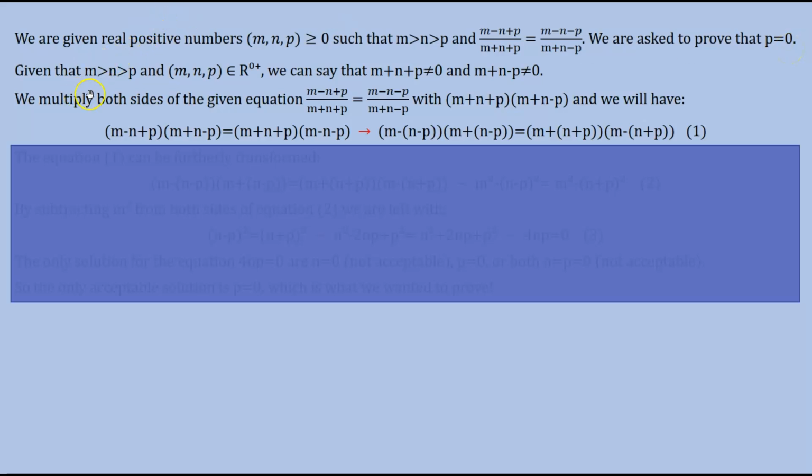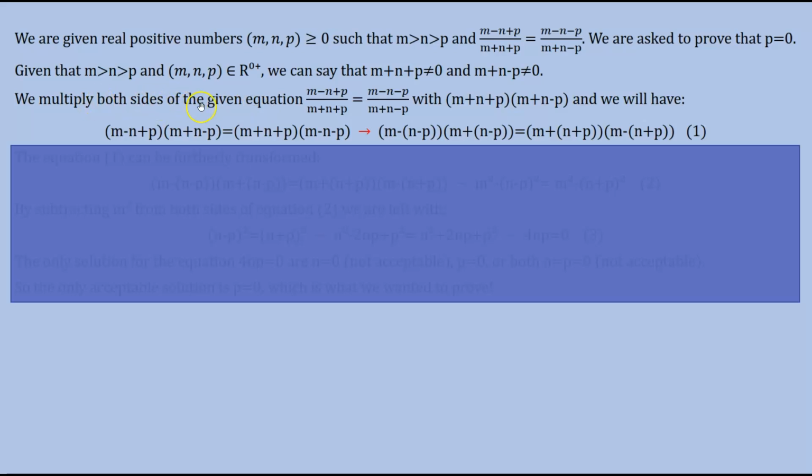Now, given that m is greater than n is greater than p, and that these are positive real numbers, we can say that, of course, m plus n plus p is different from 0, and m plus n minus p is different from 0, because m plus n will be greater than p. So the difference will be different from 0.